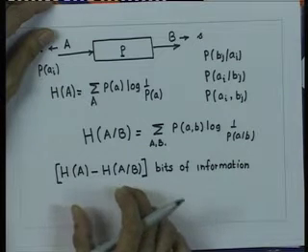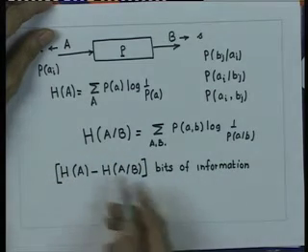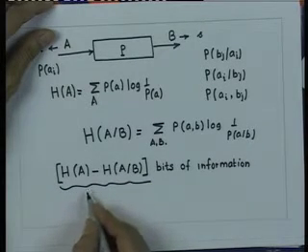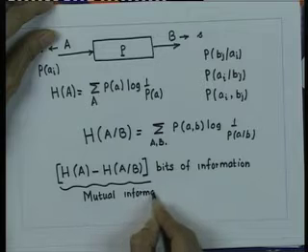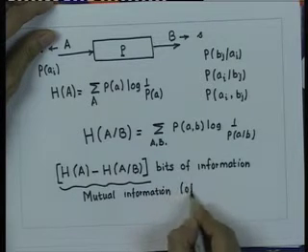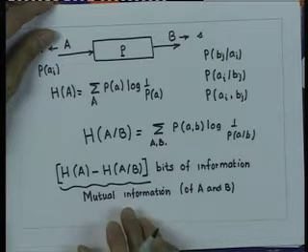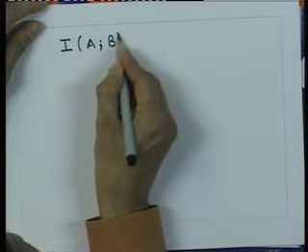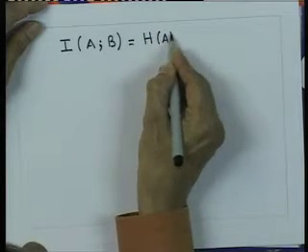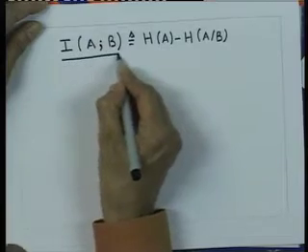So, on the average, the observation of a single output symbol provides us with this many bits of information, and this by definition is called the mutual information of A and B, or it is also known as the mutual information of the channel, and it is written as I(A;B) equal to H(A) minus H of A given B. So, this by definition is the mutual information.